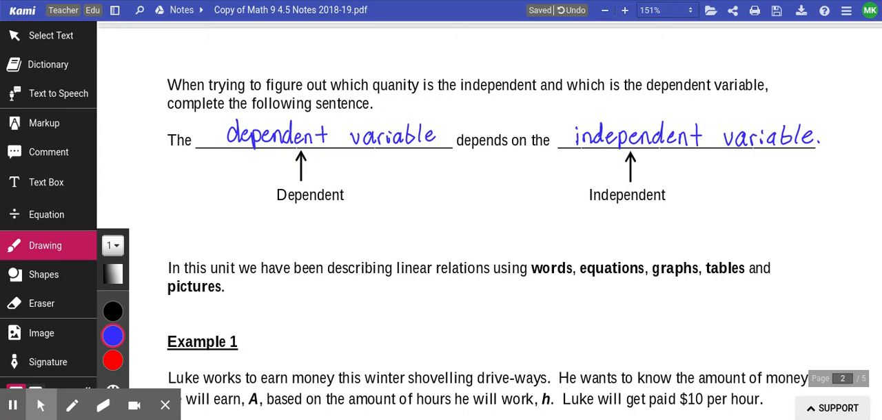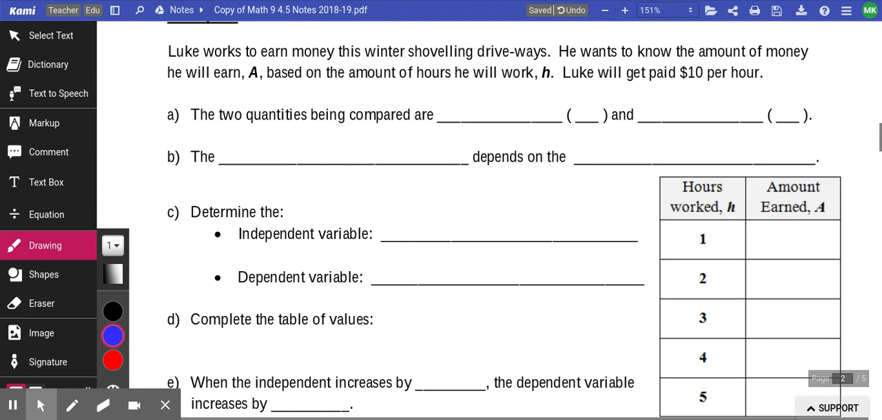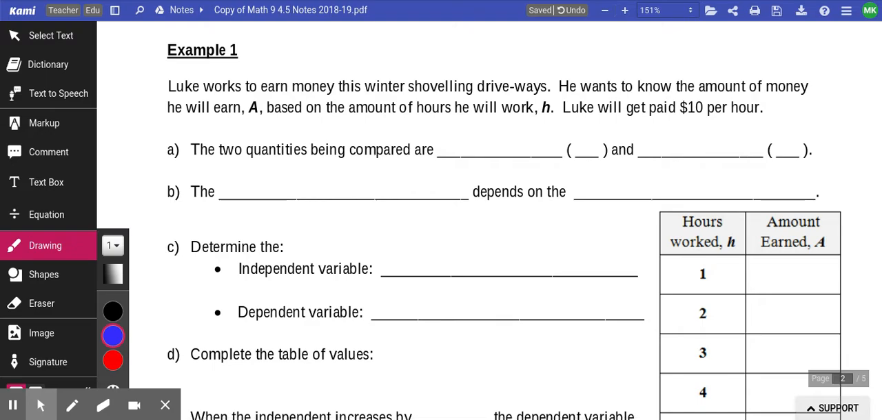Let's try a question. It's the best way to do it, I think. So example 1, we got Luke works to earn money this winter shoveling driveways. He wants to know the amount of money he will earn, A, based on the amount of hours he will work, H. Luke will get paid $10 per hour. So in any word problem, when it gets to things like this, they're going to define 2 letters for you. In this case, the 2 letters are A and H.